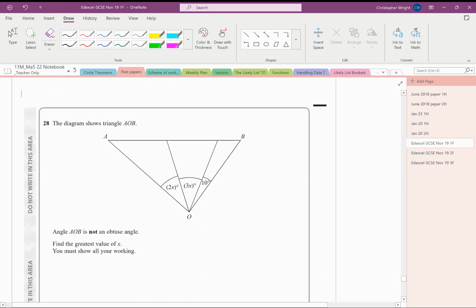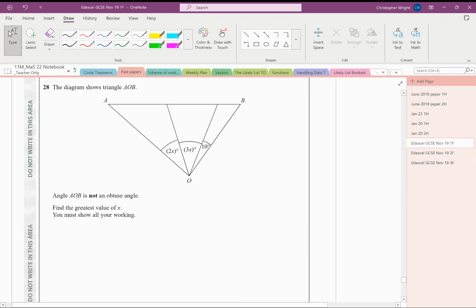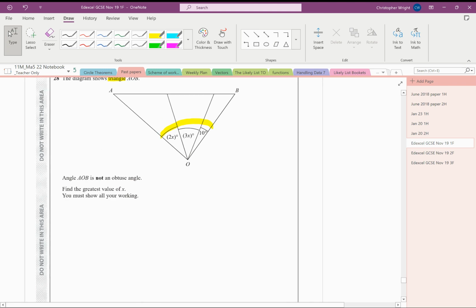Okay, question 28. The diagram shows a triangle AOB. Angle AOB is not an obtuse angle. Find the greatest value of x. Well, this angle here has got to be anything as long as it's less than 90. If it's greater than 90, then the triangle doesn't work.